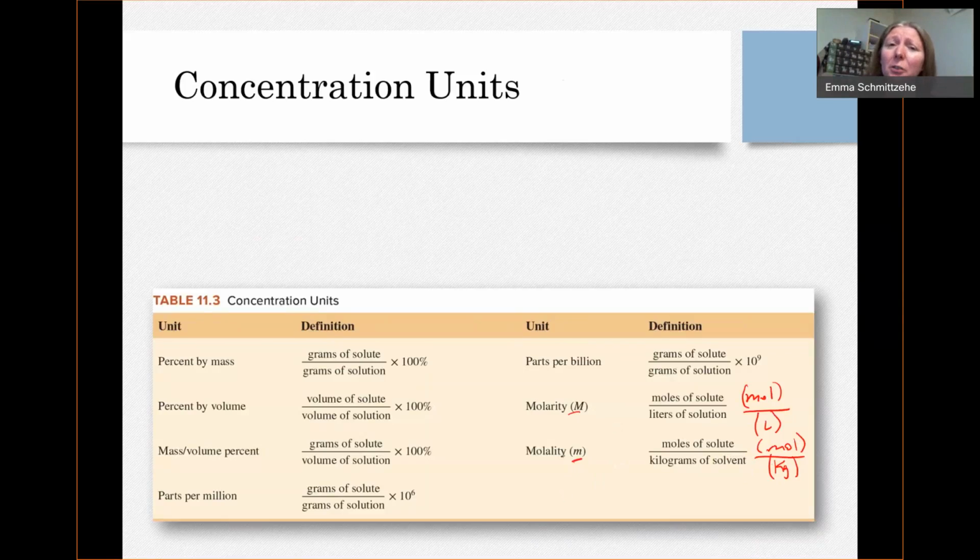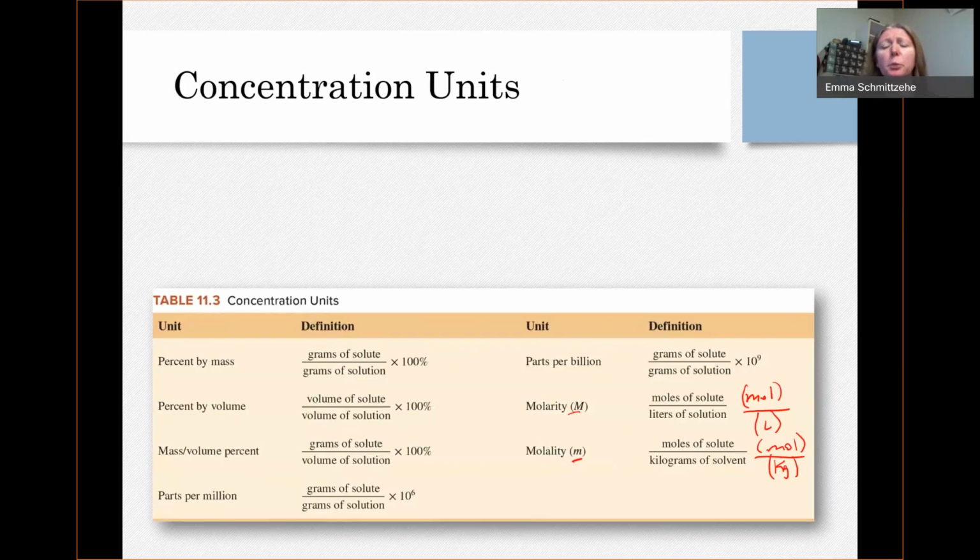So you have to be careful. Capitalization matters in units. A capital M is moles per liter, whereas a lowercase m is really moles per kilogram. So it's two different things. That's another reason why, when you're using moles, you can't abbreviate it as lowercase m, because that is molality.